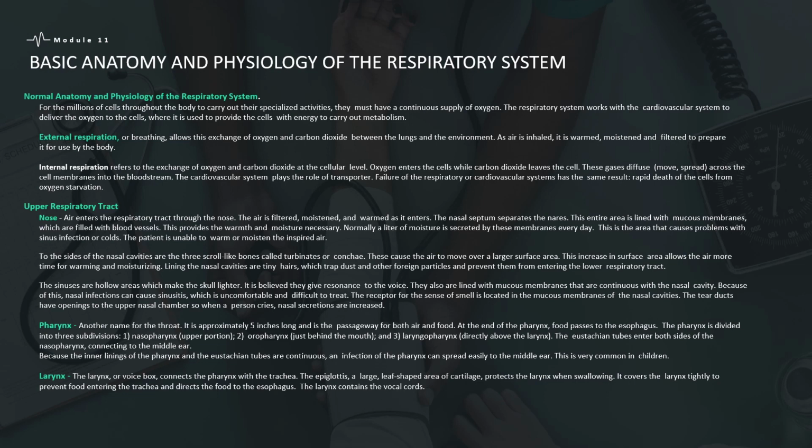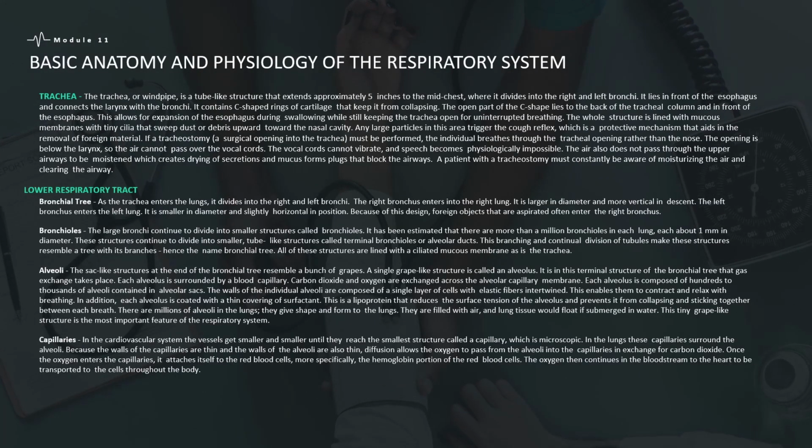The larynx, or the voice box, connects the pharynx and the trachea. The epiglottis, a large leaf-shaped area of cartilage, protects the larynx when swallowing. It covers the larynx tightly to prevent food from entering the trachea and directs the food to the esophagus. The larynx contains the vocal cords.